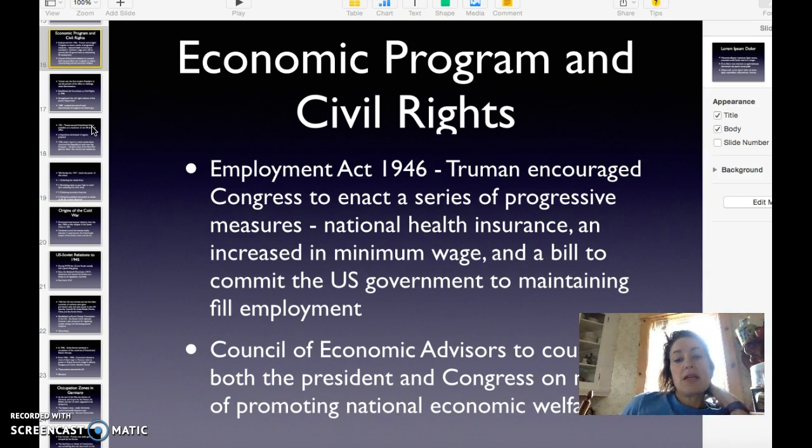The Employment Act of 1946 was passed by essentially Truman, who encouraged Congress to enact a series of progressive measures looking at national health insurance, an increase in minimum wage, and a bill to commit the U.S. government to maintaining full employment for its employees. It also set up the Council of Economic Advisors, which essentially counsels both the President and Congress on means of promoting national economic welfare. Essentially, this was a plan to get people that worked in government out into communities to see what living really meant, how it was working, what wasn't working, and what the basic things were that people needed in order to be successful and feed their families and so on and so forth.